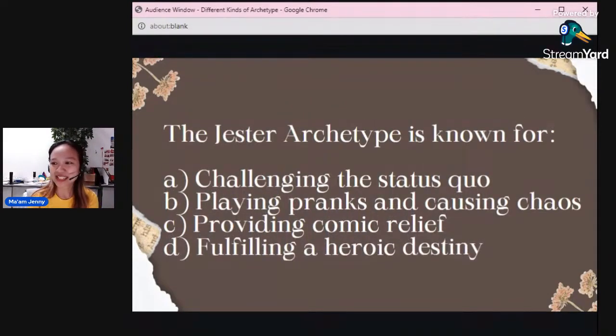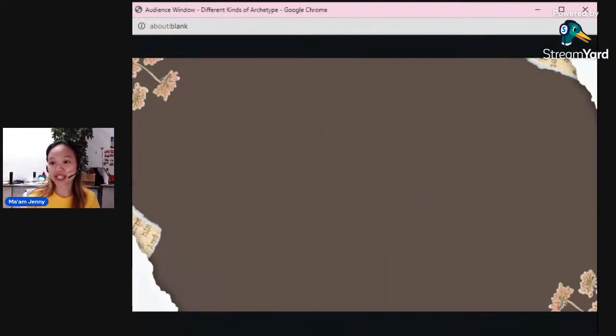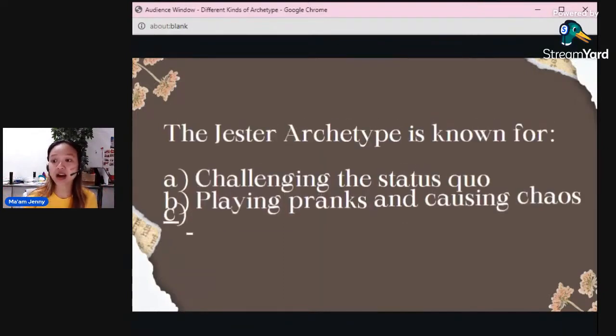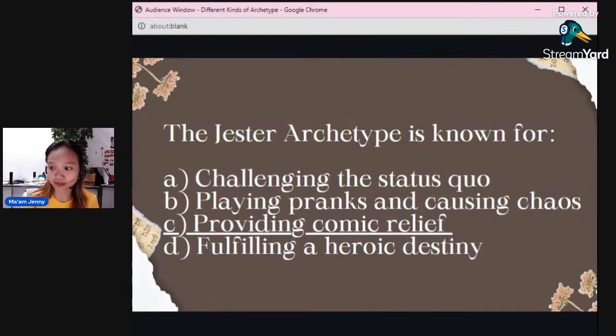Next. It's, yeah, understandable. The jester archetype is known for challenging the status quo, playing pranks and causing chaos, providing comic relief, or fulfilling a heroic destiny. 5, 4, 3, 2, 1. Again, jester archetype. If these characters are on the scene, you have to expect that the scene is funny. That's the jester archetype. So it provides a comic relief.